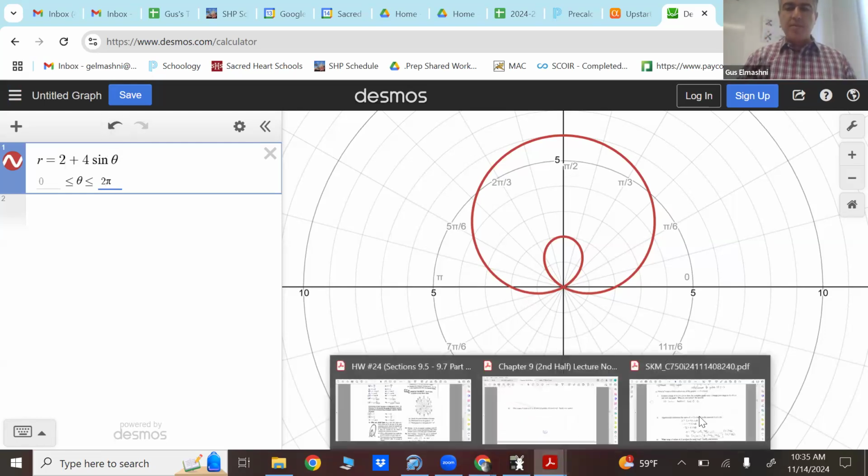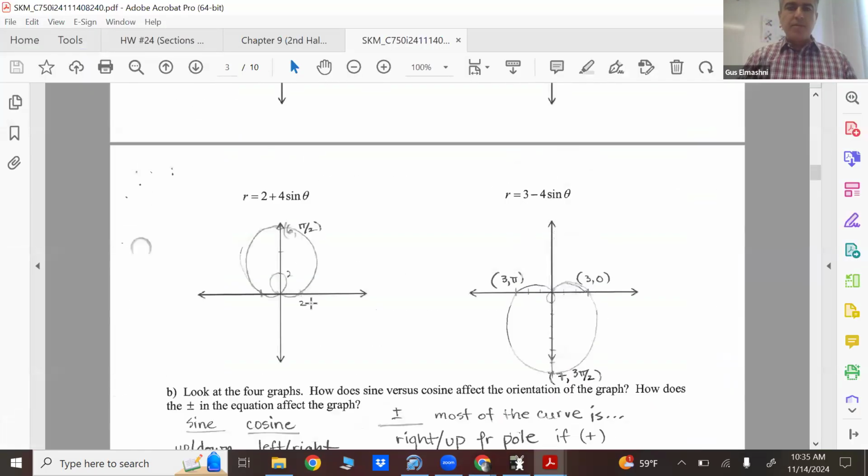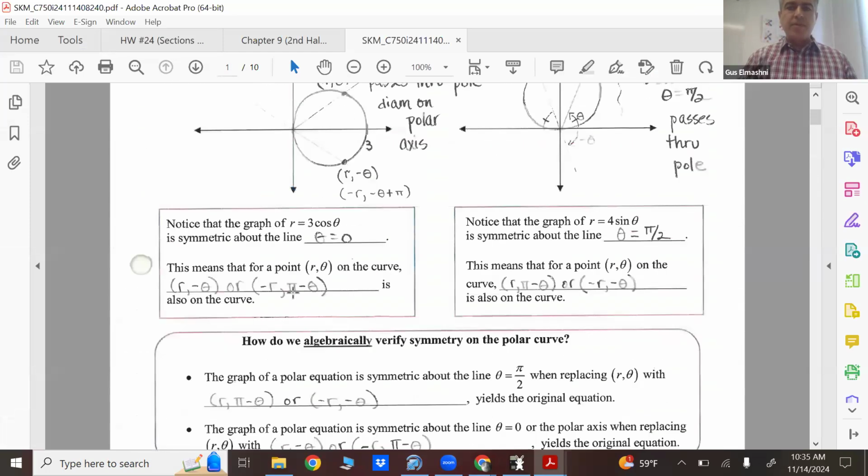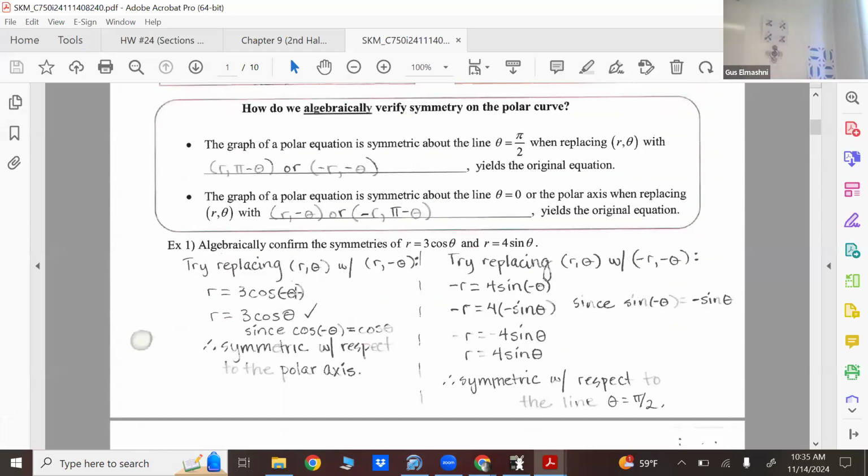Now here's the thing. Going back to notes again. Here are the filled out notes. In order to guarantee this kind of symmetry, we have to do one of two things. Replace r comma theta with this or with this. Now, if I tried doing it this way, it didn't work out. So I'm going to do this instead. Let's see what happens.